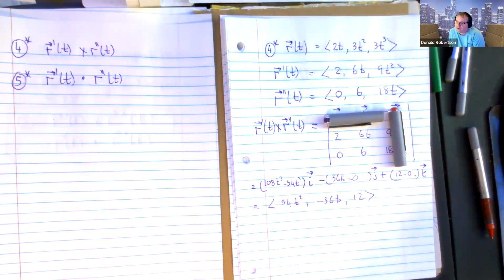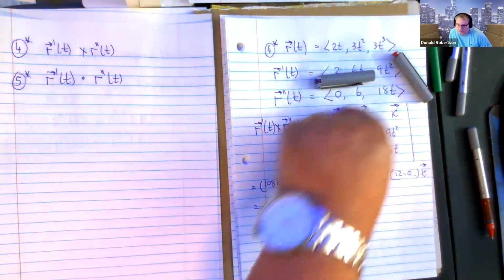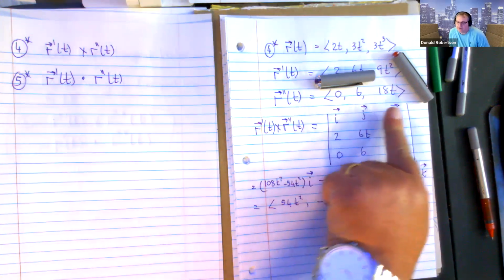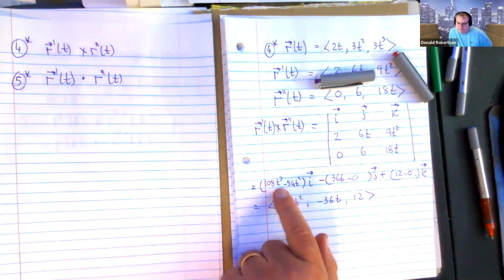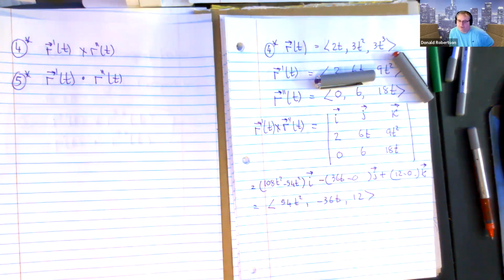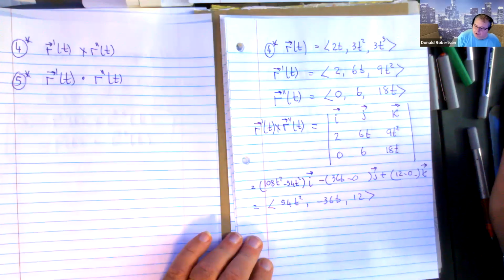Not too bad once you follow the process. Find the first derivative, find the second derivative, set up your usual matrix, i, j, k. All the i's, take away the j's, add the k's, tidy it up, you're done. We good?